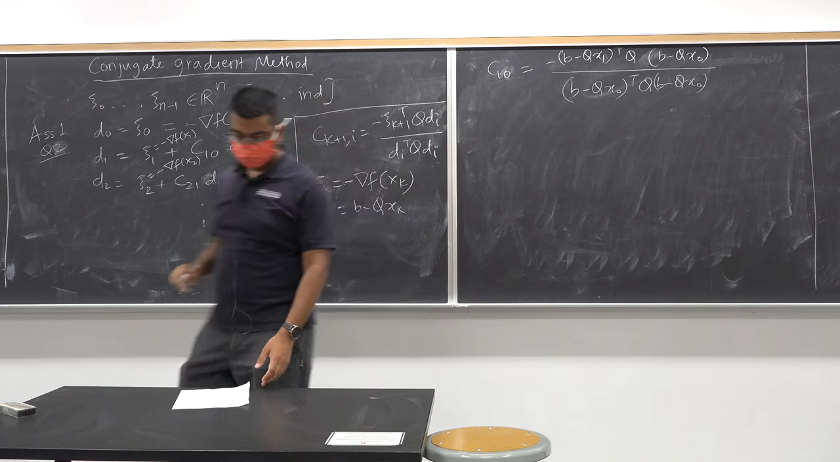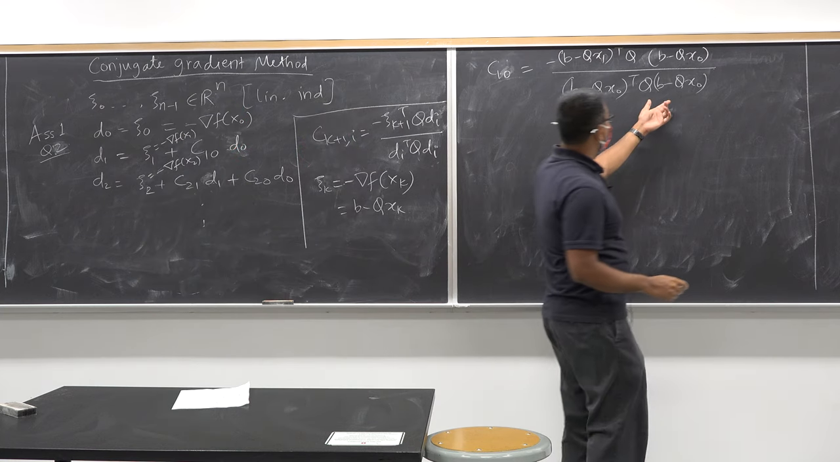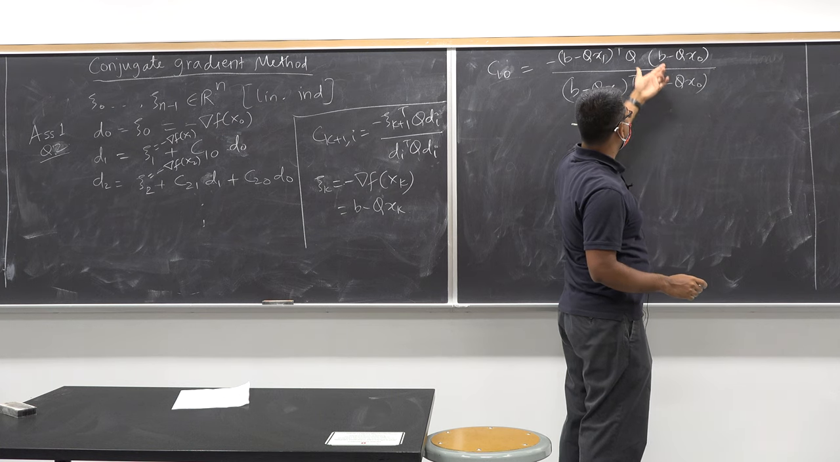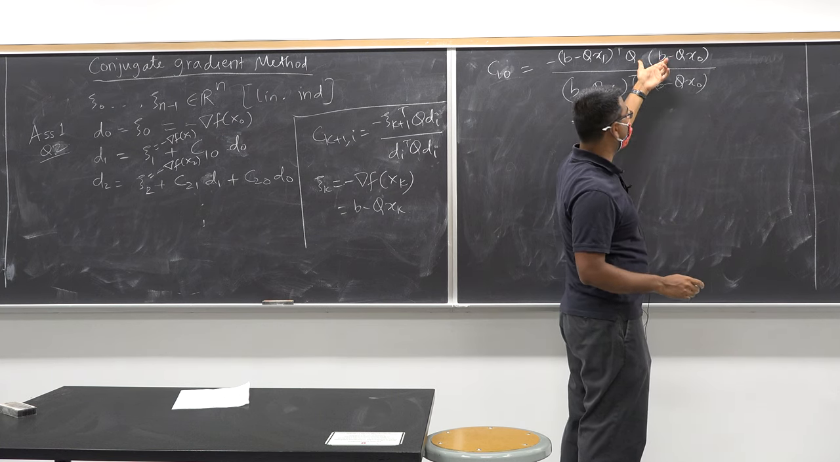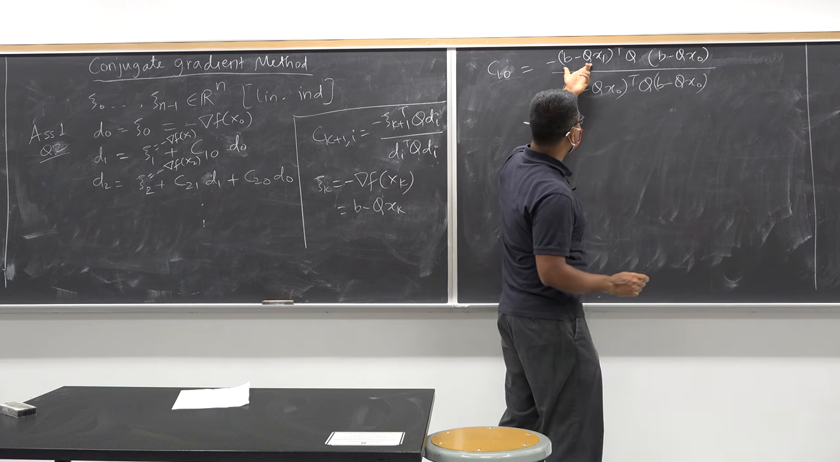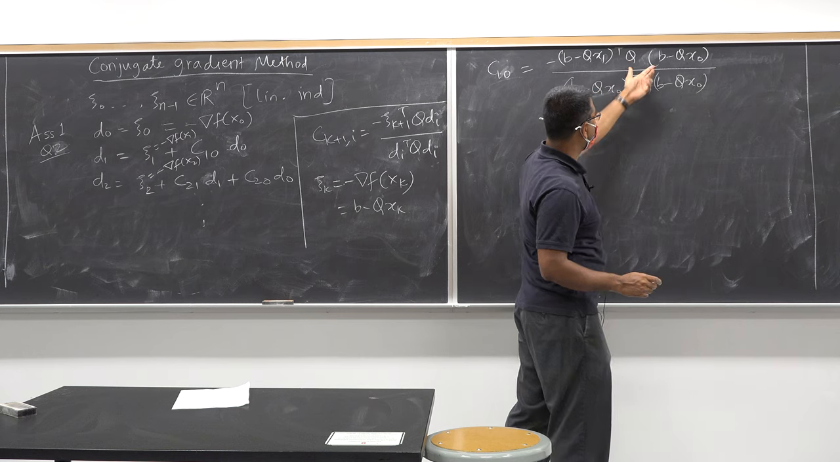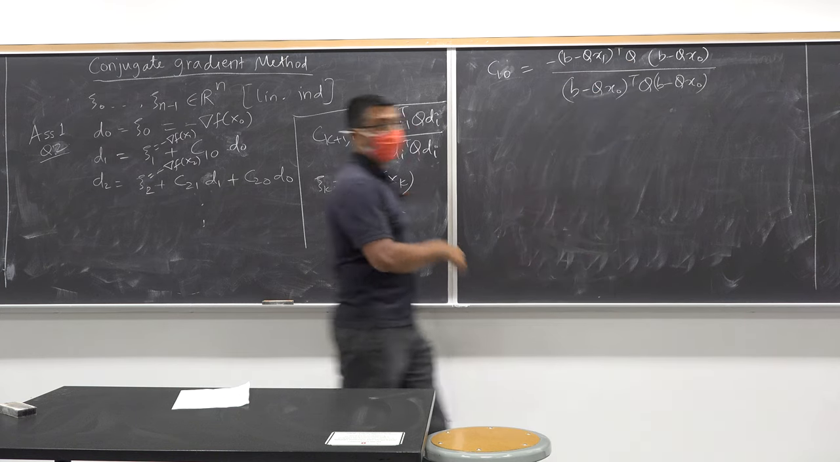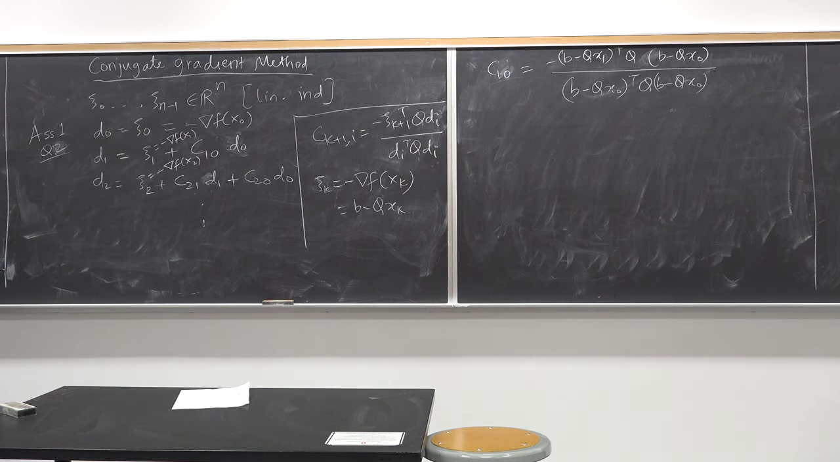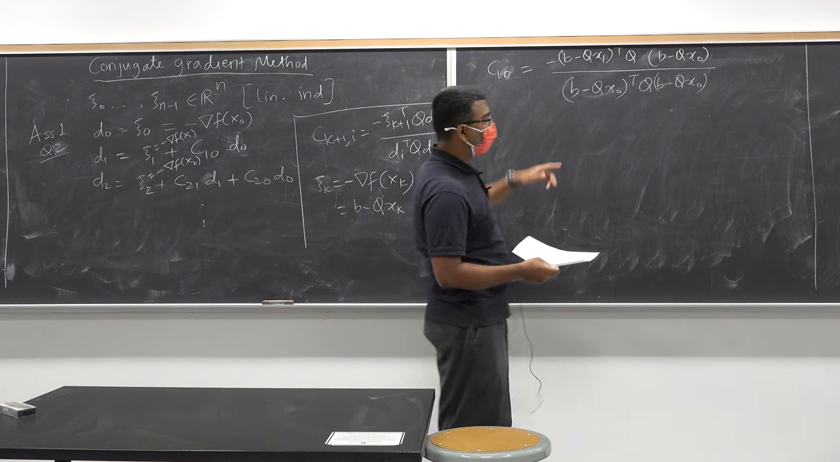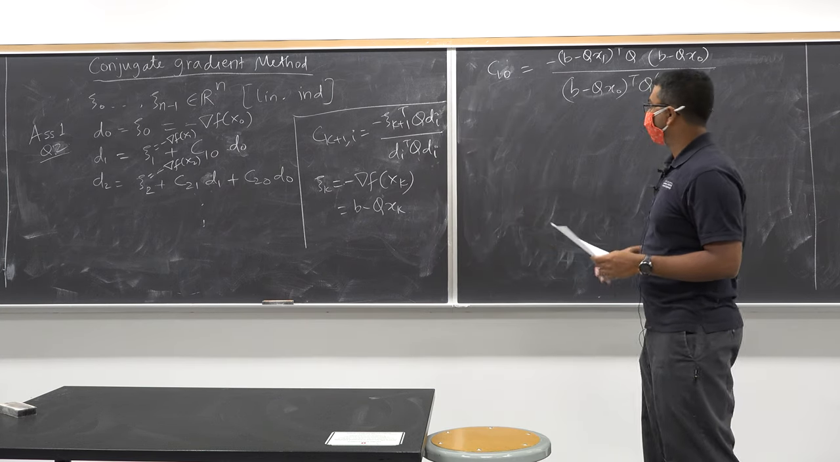If you think about it, Q times B minus QX naught appears both in the numerator and the denominator, so you have to compute it only once. Then you do the matrix multiplication, and one vector transpose another vector. So it's actually very easy to execute this on a small microcontroller if you have to, or even on a large machine if the matrices are very large, because you have ample storage available to do this computation. So all of these C's will be very easy to compute.